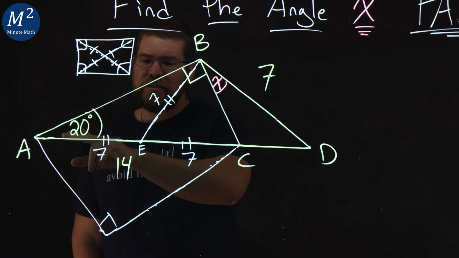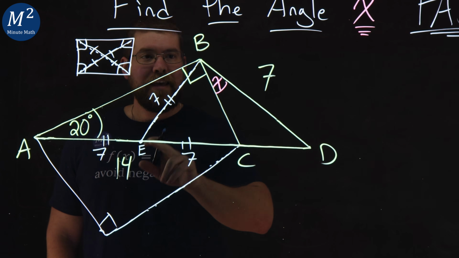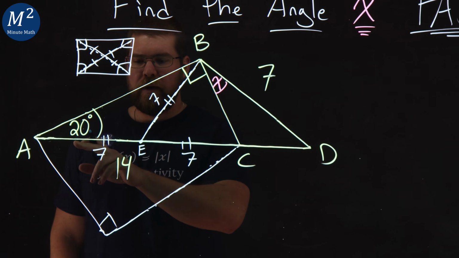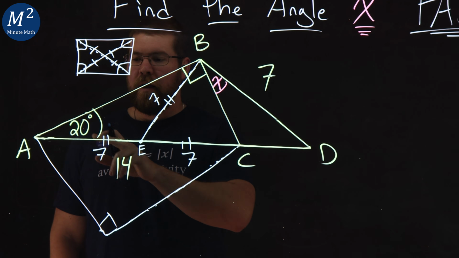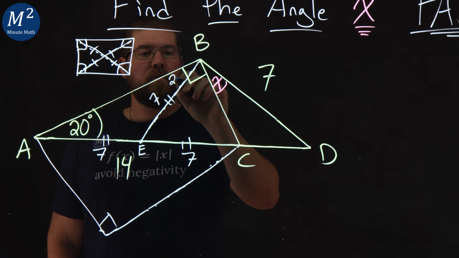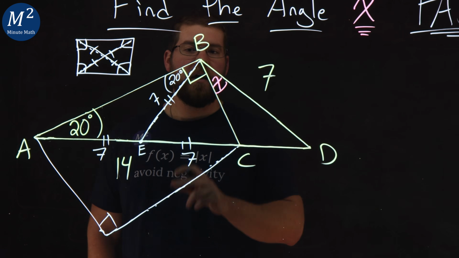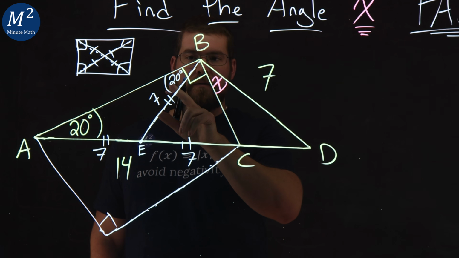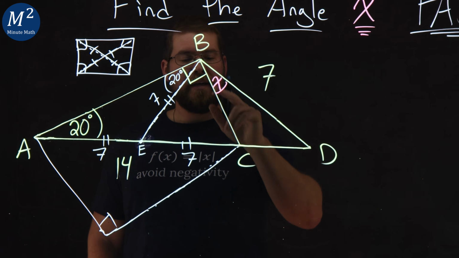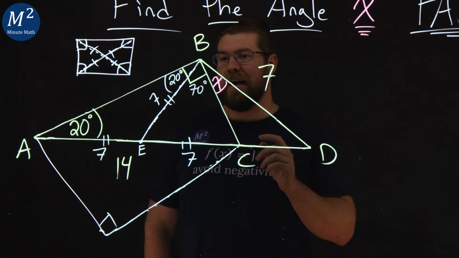Now, since this here is a 7 and this is a 7, triangle AEB is an isosceles triangle, meaning these angles, 20 here, should also be 20 here. These are also congruent. So we have an angle of 20 degrees right here. And what that tells us then, if we know this is a right angle, they add up to be 90 degrees, 90 minus 20, then EBC should be a good old 70 degrees as well.